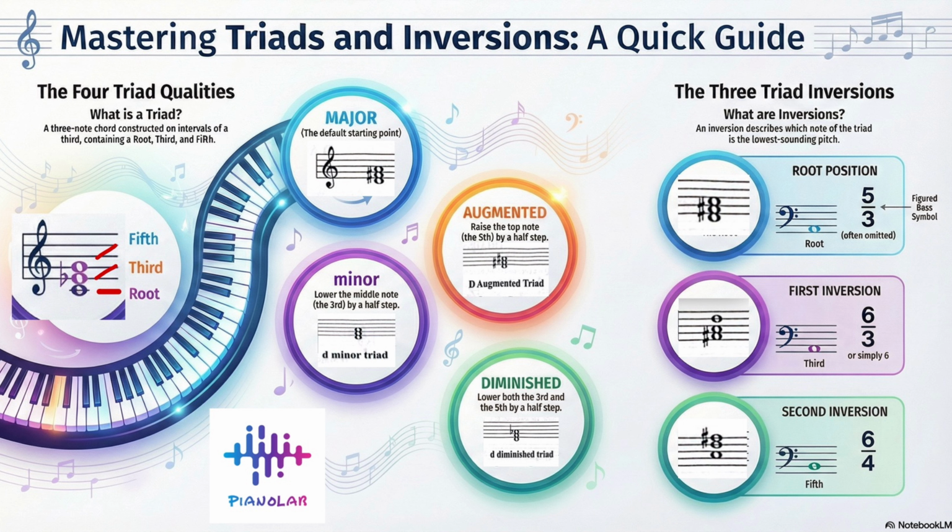Okay, let's try a concrete example to really nail this down. Let's use our C minor triad again. C is the root, E flat is the third, G is the fifth.